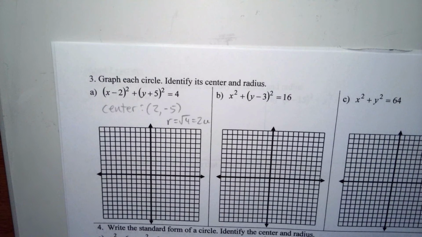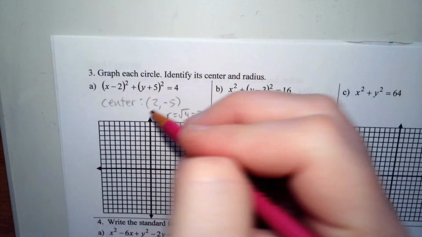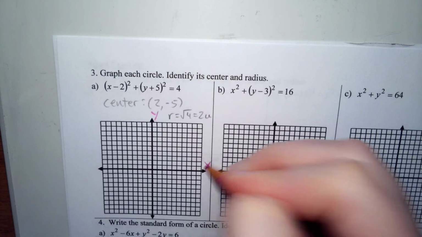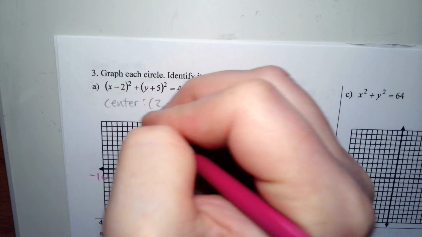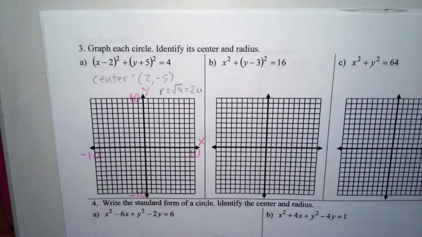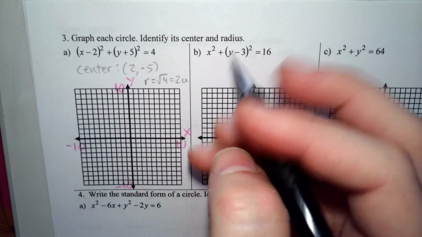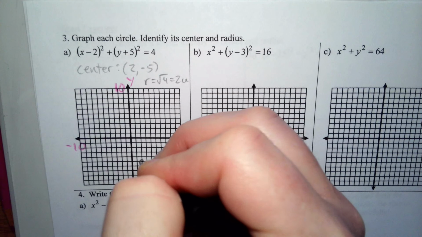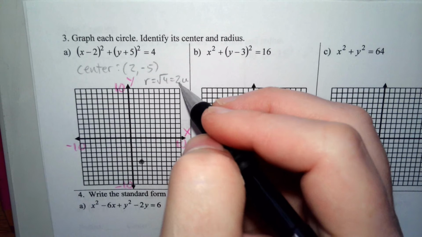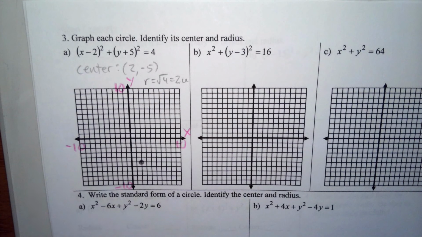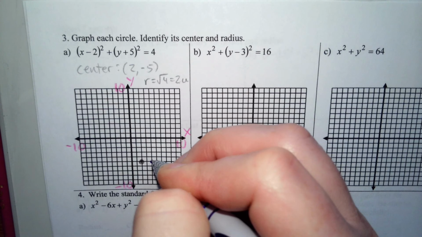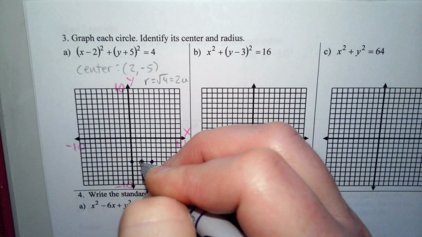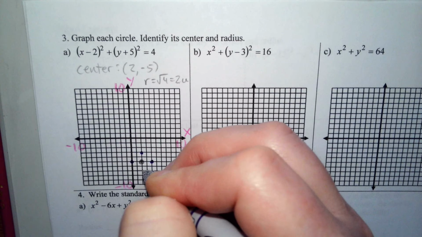Okay, before we get going here, we should probably label our axes. So we have y and x. Let's label our scale on the graph as well. Okay, we're going to start with the center at (2, negative 5). And then we're going to go 2 units. Now to graph a circle, what I do is I just graph what I call the 4 nice points. Take the radius, I go 2 to the left and right. Okay, so left and right. And then 2 up and down.